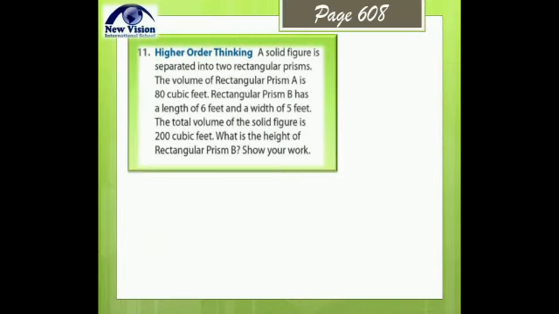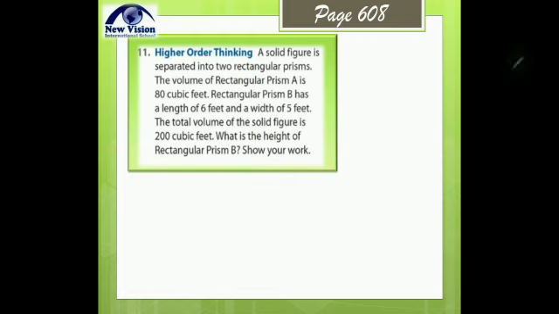Next, item number 11 in page 608. A solid figure is separated into two rectangular prisms. The volume of rectangular prism A is 80 cubic feet. Rectangular prism B has a length of 6 feet and a width of 5 feet. The total volume of the solid figure is 200 cubic feet. What is the height of the rectangular prism B? Show your work.